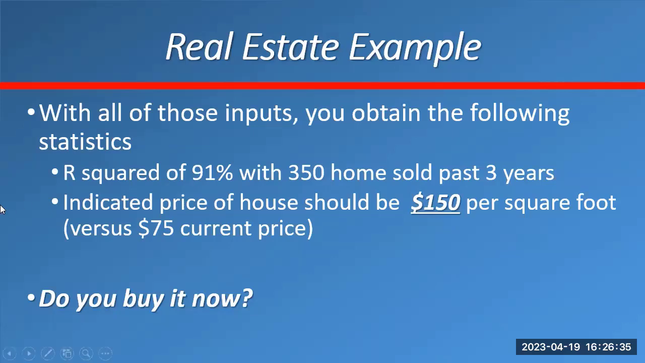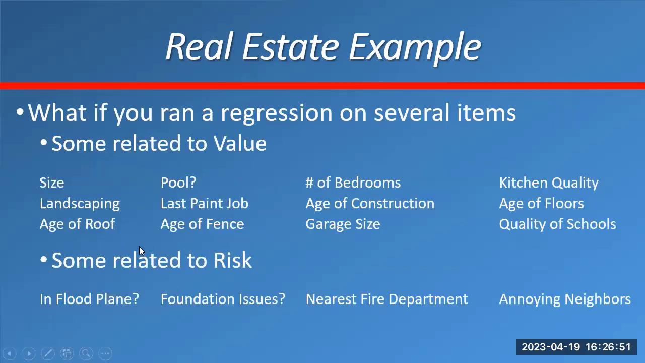And when we do that, this house should, regression wise, based on all of its inputs, be going for $150 per square foot. But you can buy it for $75. Now do we have enough? So what would you do? You would probably look at this list, right?